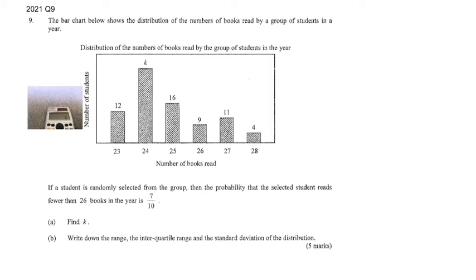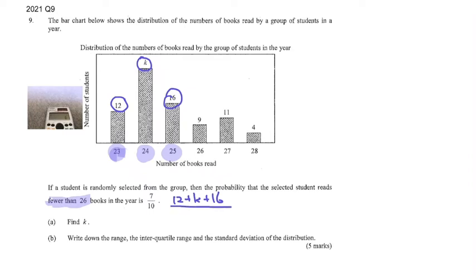Now we just need the students who read fewer than 26. Which ones are actually fewer than 26? Is 26 included? No, we just need fewer than 26. So it's 23, 24, and 25. The total of these students are our wanted students. So 12 plus K plus 16 is our wanted students.